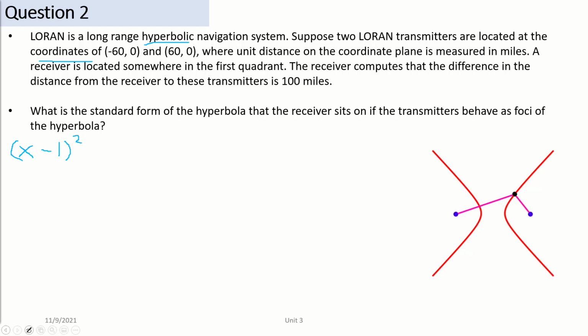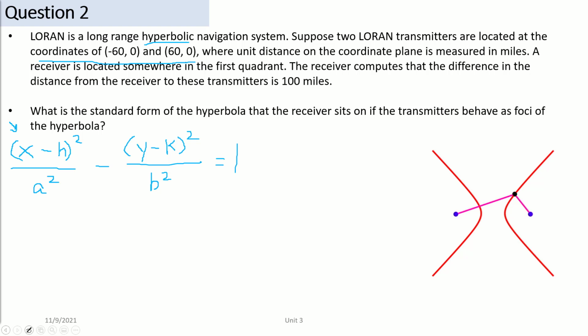So I'm going to start with the x first because we're opening up in that direction. So it's going to be (x minus h) squared over a squared, minus (y minus k) squared over b squared equals 1, where h and k are the center of our hyperbola. This is the equation of a hyperbola in standard form.